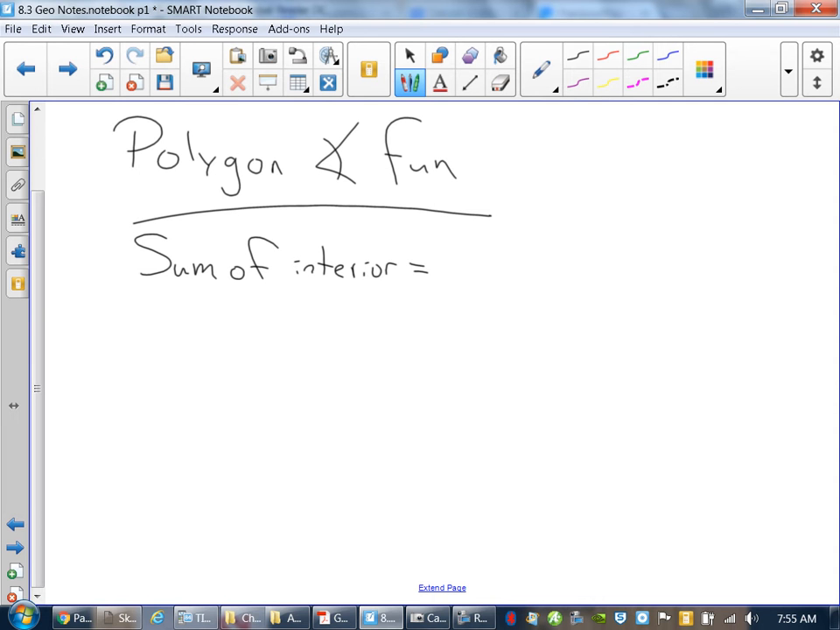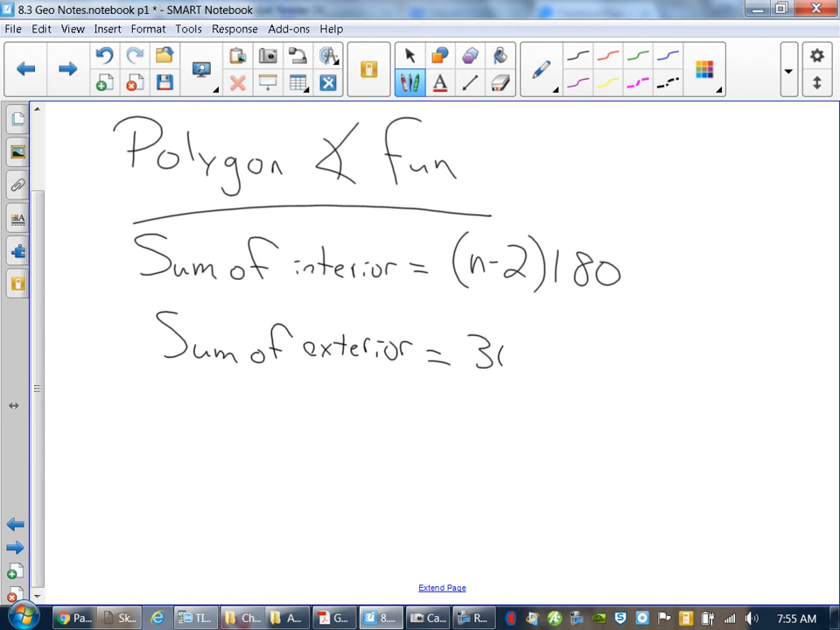We took the number of sides, subtracted 2, and multiplied it by 180. The reason that we did that is because we found that every time we had a polygon, you could create what are called non-overlapping triangles, and then knowing the sum of the triangles, you just added them up. Okay. We also knew that you could also find the sum of the exterior. What was the sum of the exterior angles always? 360.